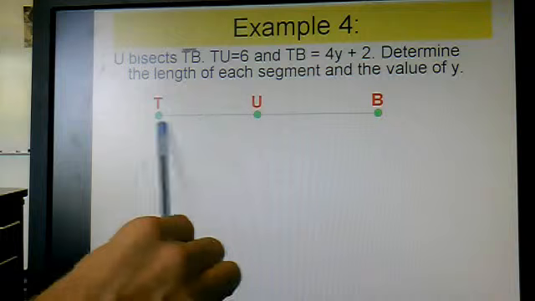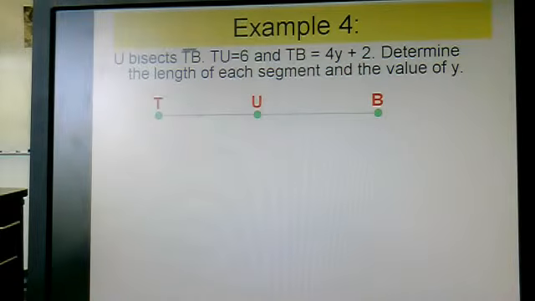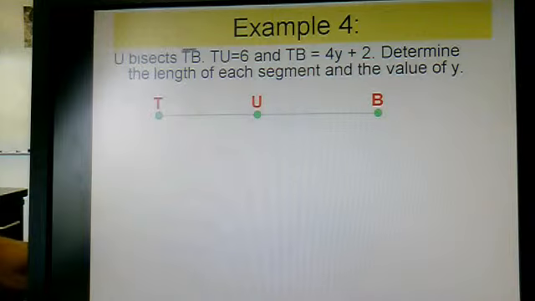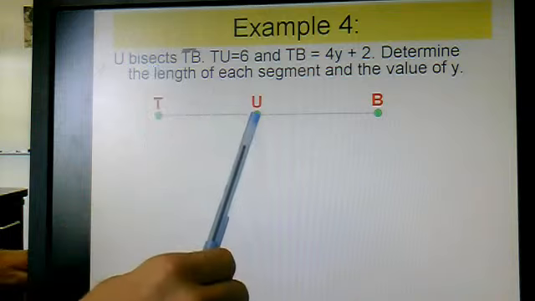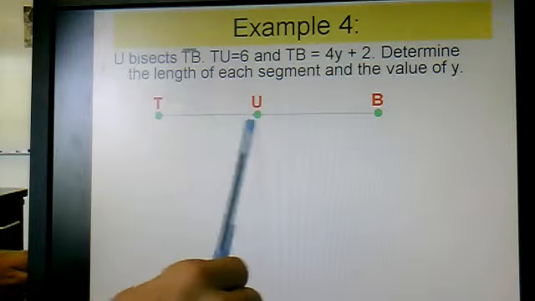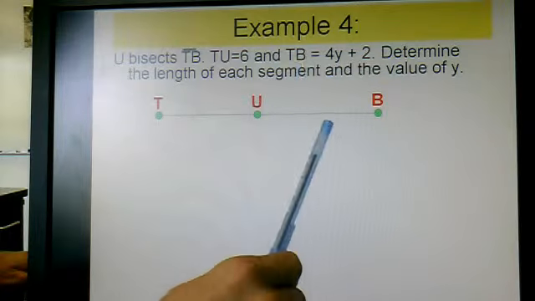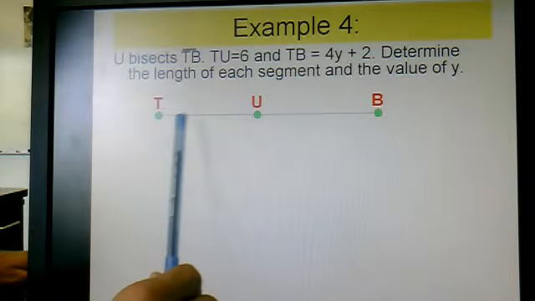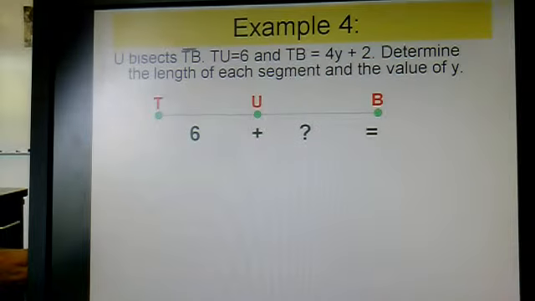So TU is 6. TB is 4y plus 2. Should be a tip-off. Well, if this word bisects has meaning, it means that's exactly in the middle. Which means if this is 6, this is also 6. That's a tip-off. You've got these two now. Or you could say, well, TB has to be 12. So you could take the 4y plus 2 and set it equal to 12.